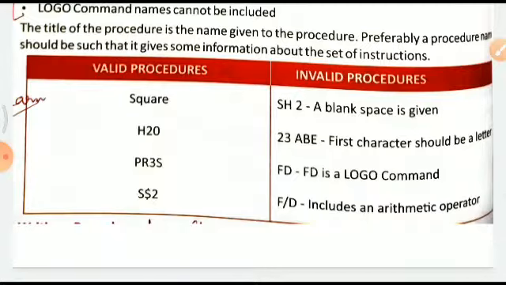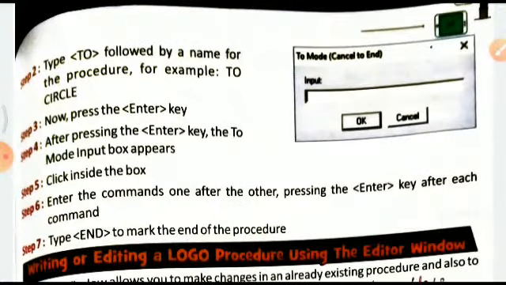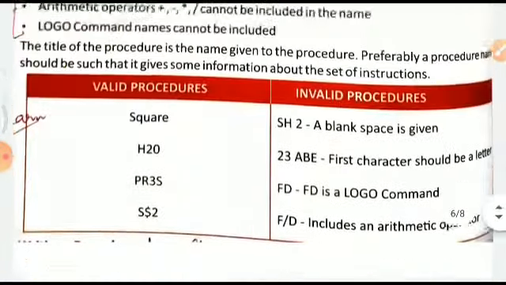The title of the procedure is the name given to the procedure. Like, see, square, SH2, and then blank space, H2O, that is water. The first is a valid procedure name, but the other one is invalid because there are numbers also, letters also, and then blanks or dots and all that. So these are invalid. Now how to do this?